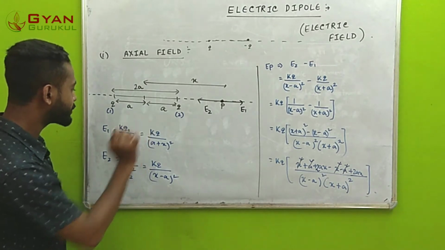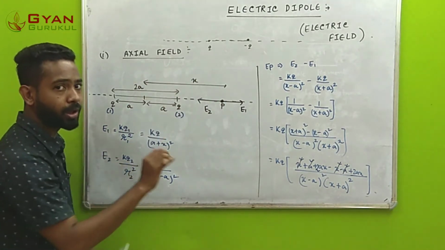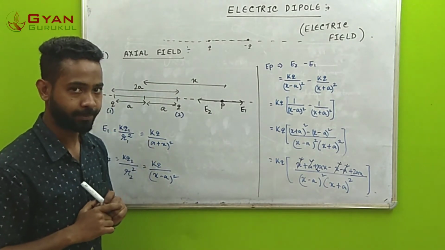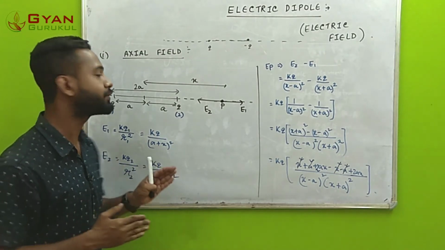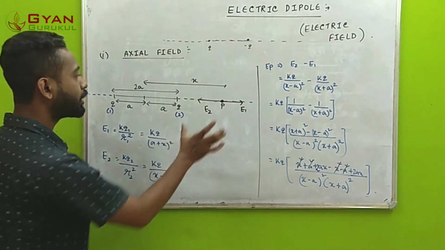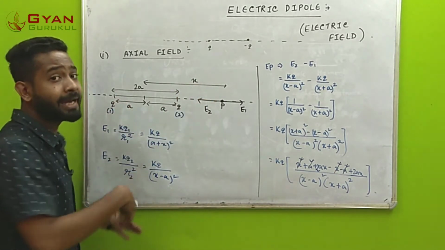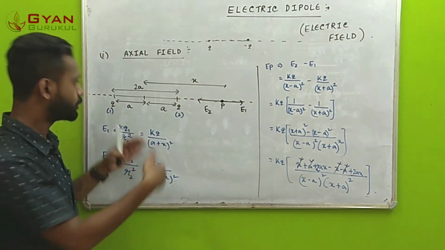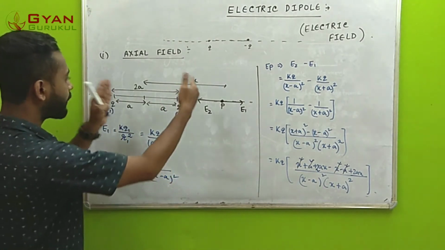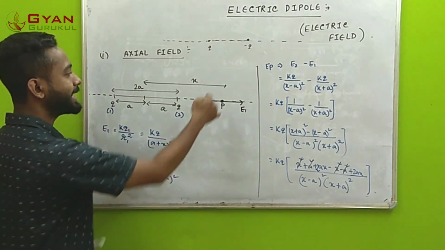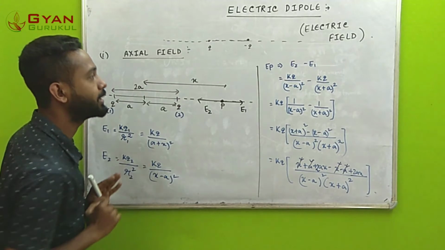First of all, we are going to take the point at a distance x. There is one more important thing that we need to understand. When you are talking about a dipole, all the distances are measured from the center of the dipole. It is not compulsory to do so, but in general cases we consider distances from the center of the dipole. So this distance x is measured from the center of the dipole. That should be pretty clear first of all.